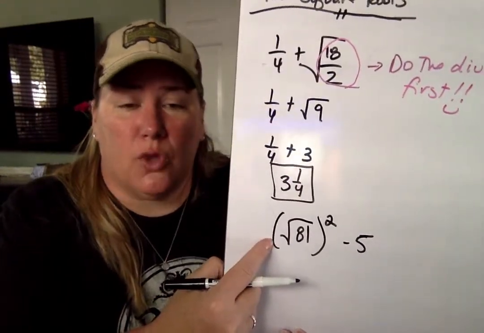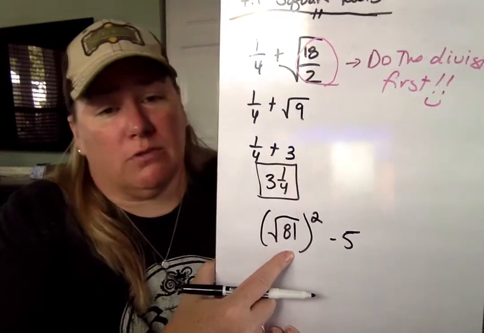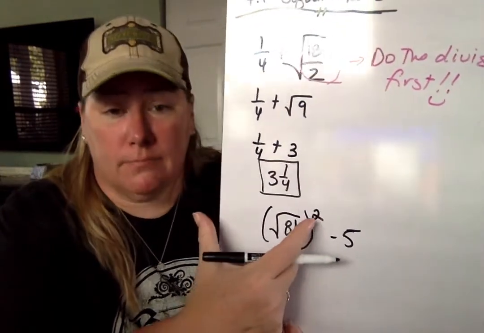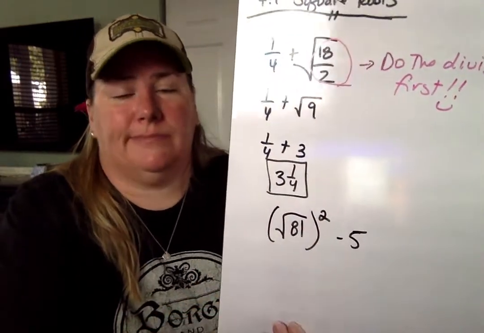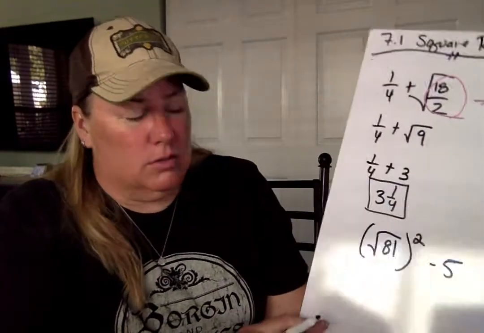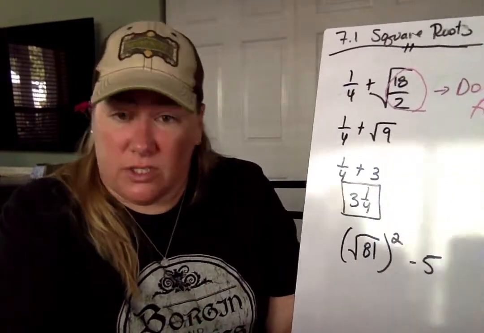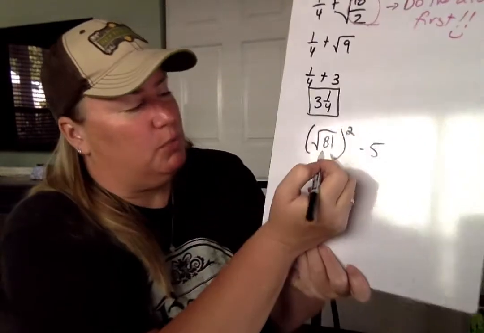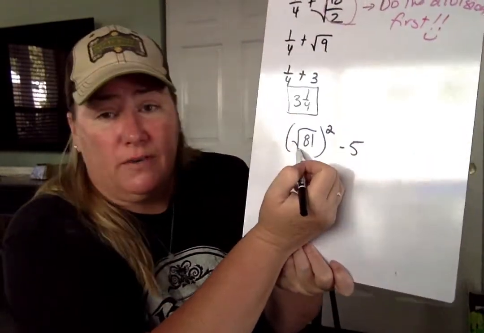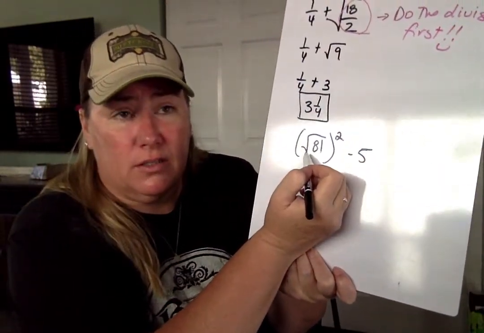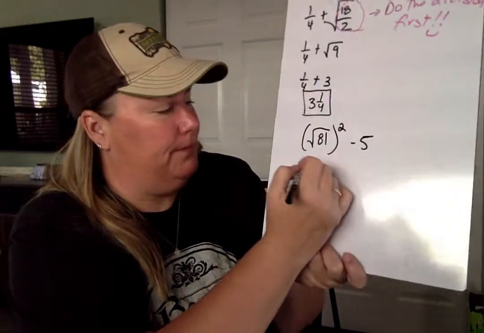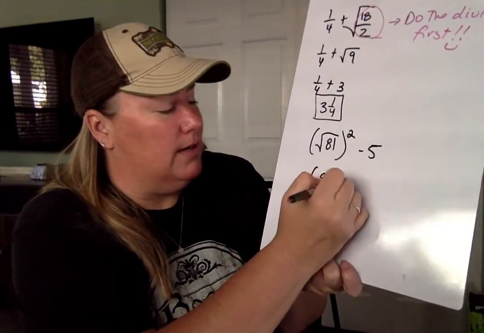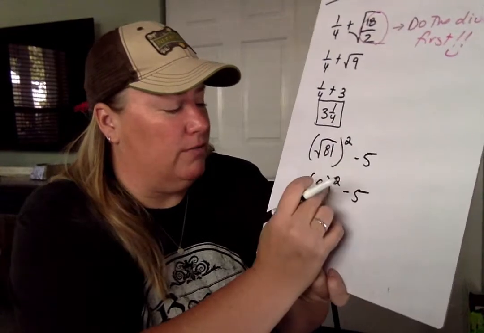Parentheses. The quantity of the square root of 81 squared minus 5. Well, you got to follow your order of operations. P, parentheses. You're going to do the parentheses. So inside the parentheses, you're going to take the square root of 81, which is 9. So you have parentheses 9 squared minus 5.